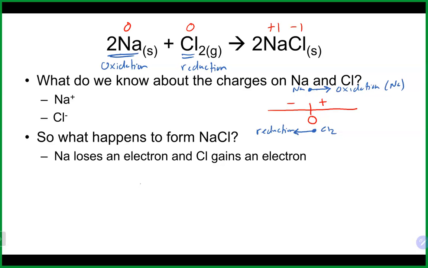So what happens if I had something like this? Say iron 2 going to iron 3. Is this guy being oxidized, or is he being reduced in this case?